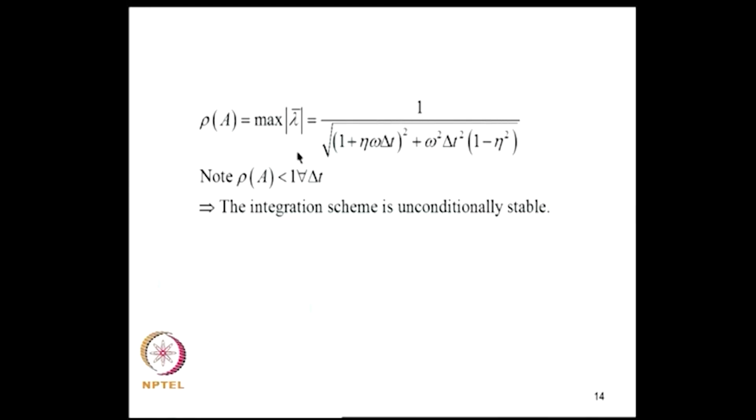Now, we want this spectral radius to be less than 1 for stability. You observe this, there is 1 here and there are other quantities in the denominator which are all positive. So, that would mean the denominator here is always greater than 1 for any choice of delta t. That also means that the spectral radius is less than 1 for any choice of delta t. So, this means the integration scheme is unconditionally stable. You can select delta t in whichever manner you want, the errors will not grow.